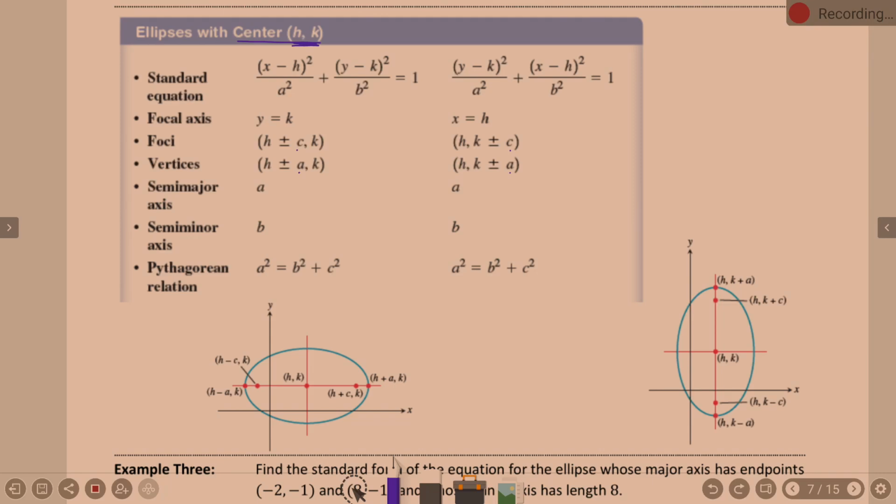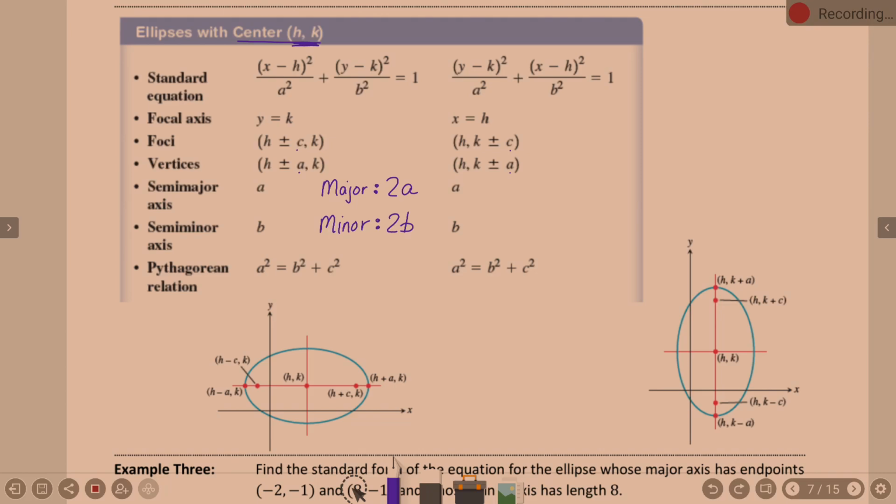Semi-major axis, semi-minor axis are a and b. Pythagorean relation is still a squared equals b squared plus c squared. And if you want, what I like to teach, if the semi-major axis has a length of a, what's the major axis have a length of? 2a. If the semi-minor axis has a length of b, then the minor axis has a length of 2b. Okay?